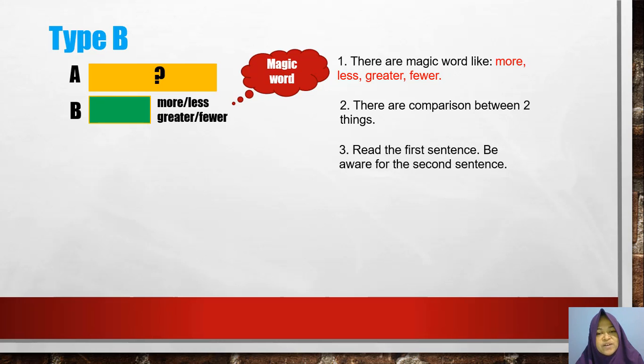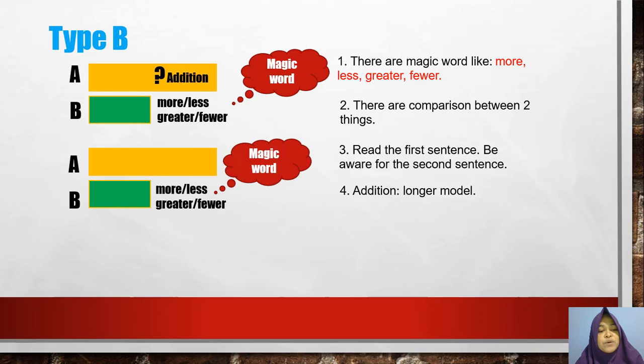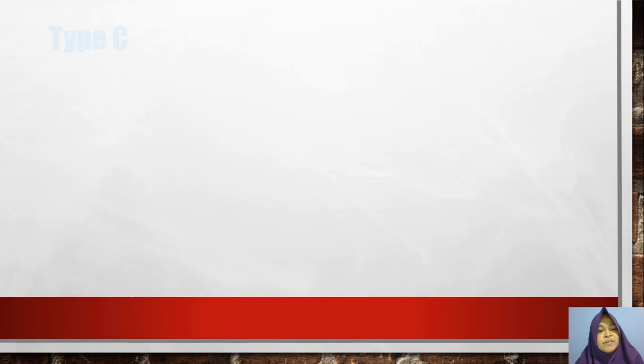If the question mark is in the longer model, it will be addition. But you have to read the first sentence first, and then be aware of the second sentence. If the question mark is in the small box, in the shorter model, it will be subtraction. That is type B. How about type C?